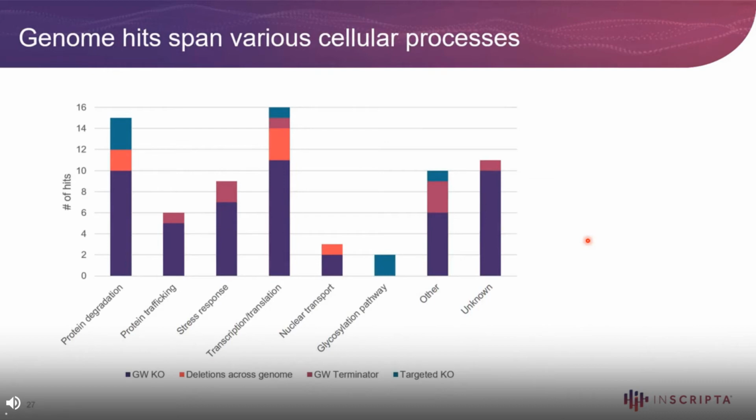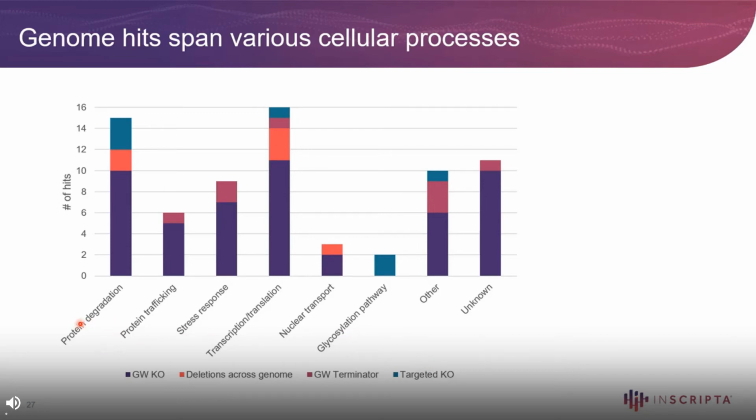Okay, so we built a lot of libraries that were basically targeting all over the genome, whether it be a genome-wide knockout, deletions across the genome, a genome-wide terminator library, or a targeted knockout library. So all of those libraries were targeting lots of different places in the genome, and we pulled out a lot of hits doing this strategy. What I wanted to see was whether there was any commonality between the genes targeted by these different library strategies. And when I categorized them by different cellular processes, I saw something interesting.